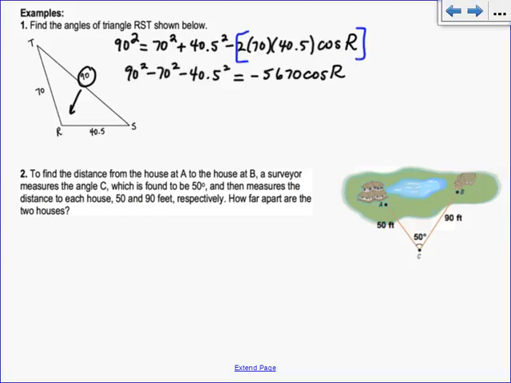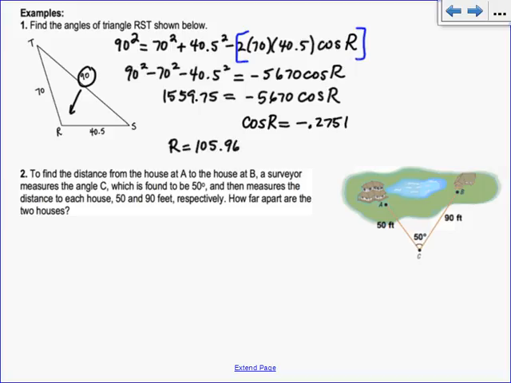So I do 90 squared minus 70 squared minus 40.5 squared. Equals negative 5670 cosine r. And then I divide that over. So I'm going to divide by the negative 5670, and then do inverse cosine. So we end up getting r is equal to 105.967 degrees.